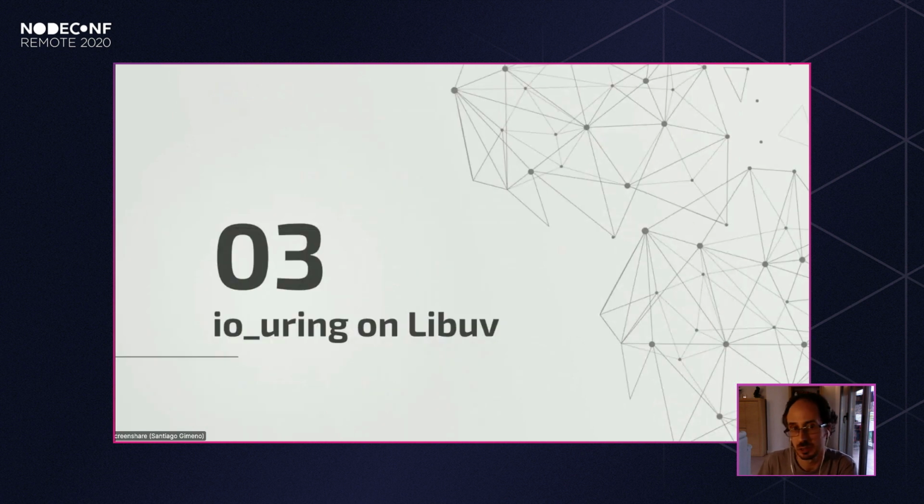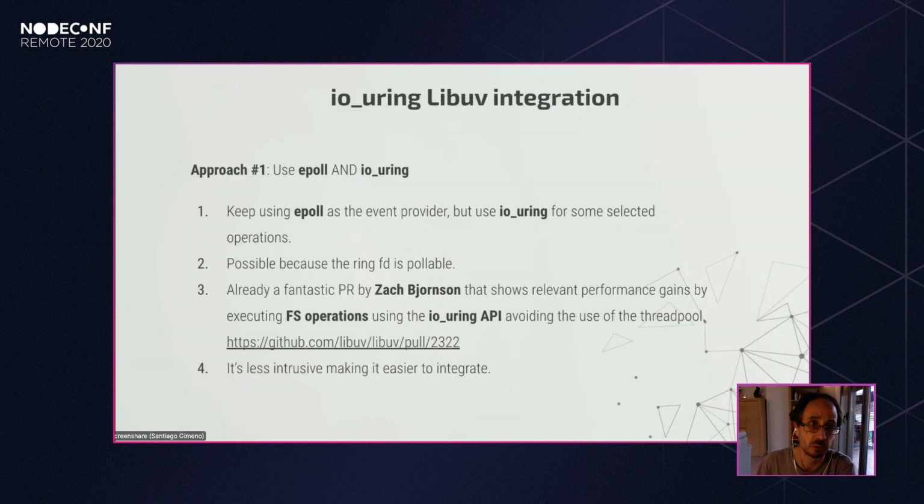After this long introduction, let's go to the gist of the talk. How can we integrate this into libuv? I thought of two valid approaches. The first approach would be to keep using epoll as the backend provider, but use io_uring for selected operations. This is possible because the ring file descriptor is pollable. There's already a fantastic pull request by Zach Bjornsson, which shows relevant performance gains by executing file system operations using the io_uring API, and it avoids using the thread pool. It's a less intrusive approach, which makes it easier to integrate.